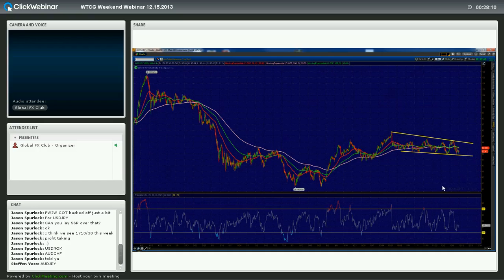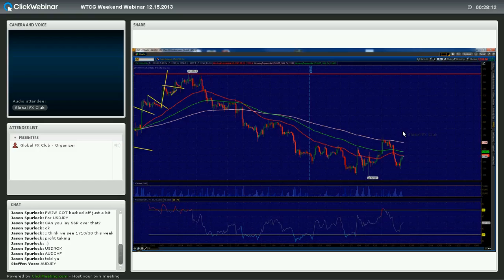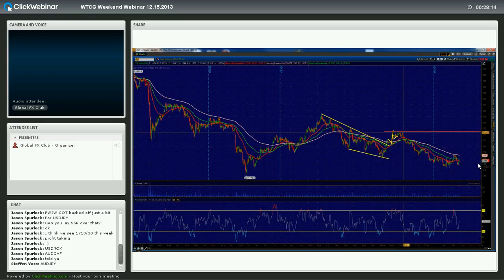Gold. Okay, this is basically the trend line to watch. It corresponds nicely with the 200 period EMA. Call it 1250, get above there, and things look a little bit better for gold.